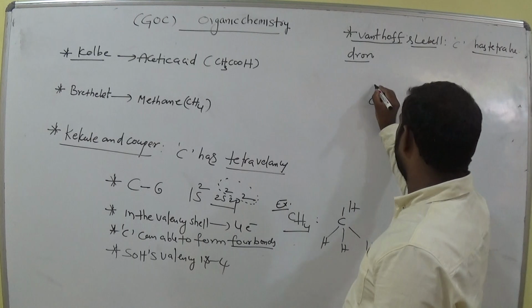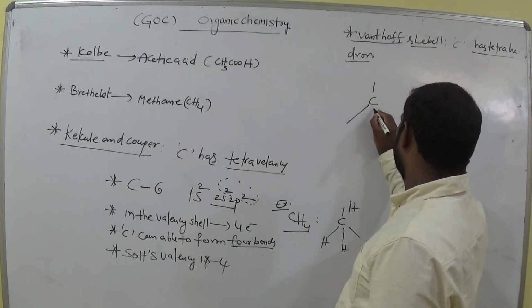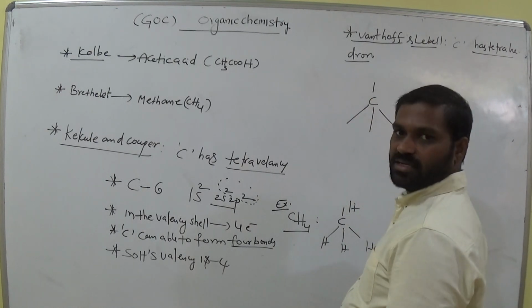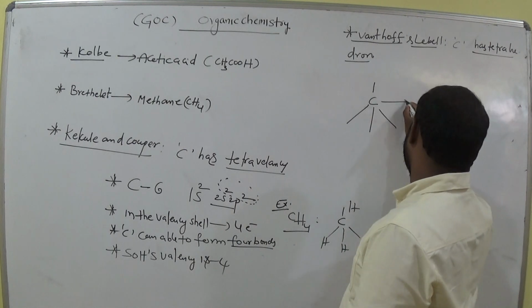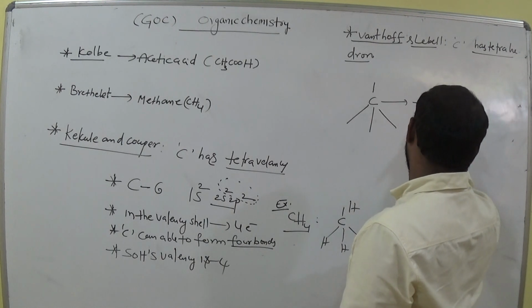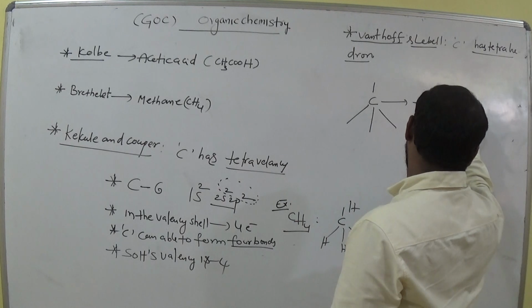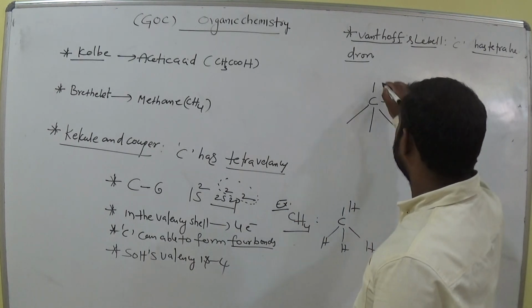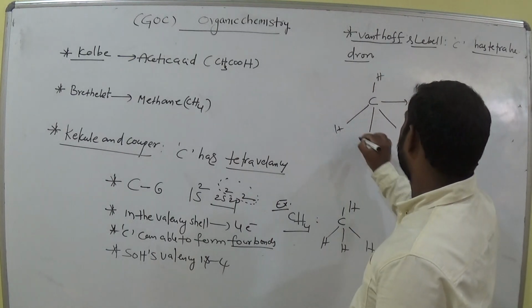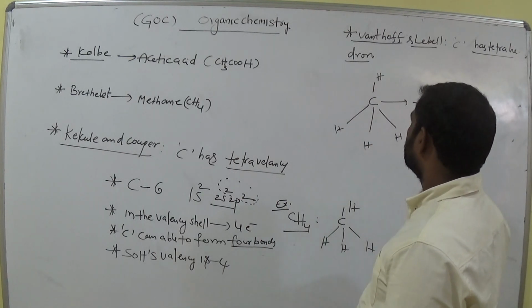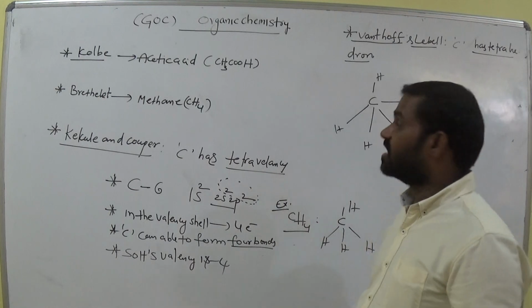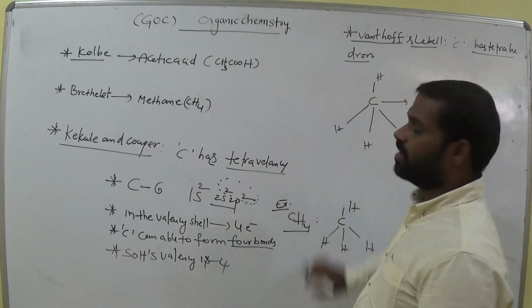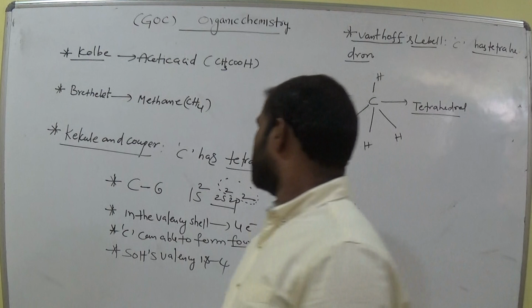How many bonds is it able to form? 1, 2, 3, 4, am I right? This is called tetrahedral shape. What is this structure? Tetrahedral or tetrahedron. This arrangement is called tetrahedron. Suppose here it is hydrogen, this is hydrogen, this is hydrogen. So carbon has a tetrahedral structure that is proposed by Van Hoff and Liebel. Okay, very very important. Is it clear?